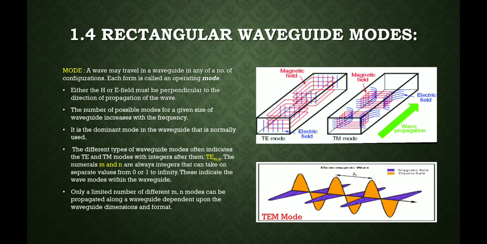So this indicates the wave modes within the waveguide. Only a limited number of different M and N modes can be propagated along a waveguide dependent upon the waveguide dimensions and formats. For each waveguide mode, there is a definite lower frequency limit which is called cutoff frequency. Below this frequency, no signal can propagate along the waveguide. As a result, the waveguide can be seen as high pass filter.